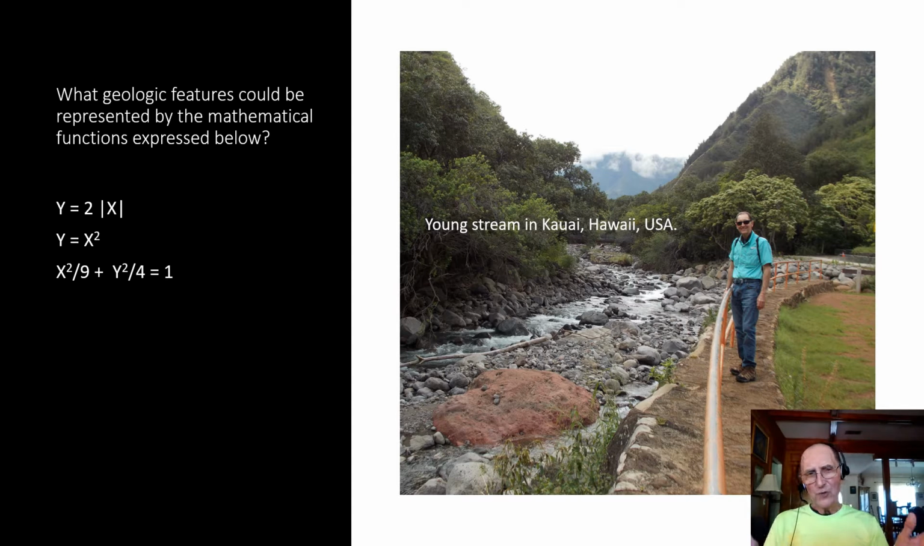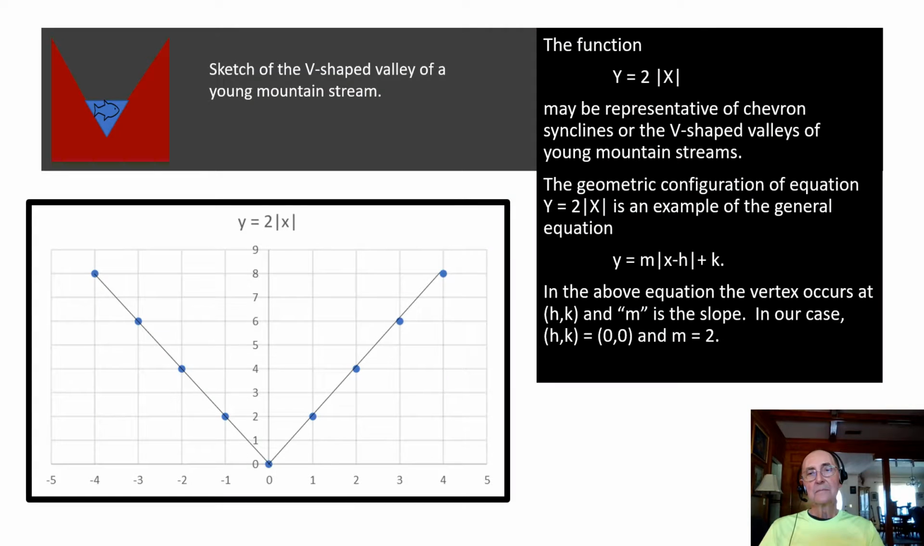Well, allow me to illustrate the point with some specific examples. What geological features could be represented by the mathematical functions that I'm giving you here? y is equal to 2 times the absolute value of x, y is equal to x squared, and x squared over 9 plus y squared over 4 is equal to 1. Okay, let's take each equation at a time.